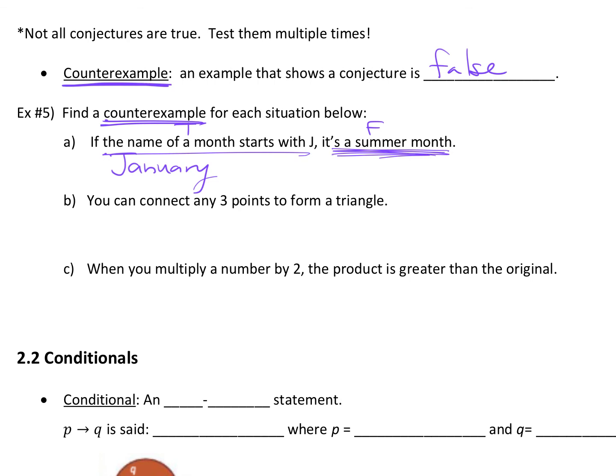Okay, how about this? You can connect any 3 points to form a triangle. Can you come up with a counterexample? Is there a way you can draw 3 points and not make a triangle? Yeah. How? In a line. Yeah, if I put 3 points in a straight line, 1, 2, 3, that doesn't make a triangle when I connect them, right? It makes a line. So that's your counterexample. That is not a triangle, it's a straight line. Okay, so a counterexample is just showing that it's false.